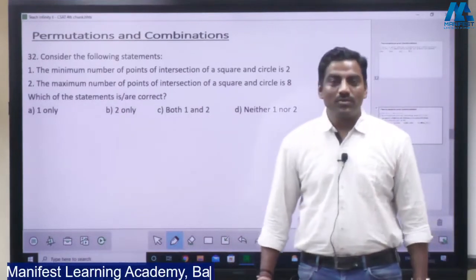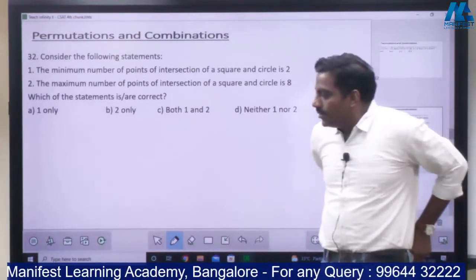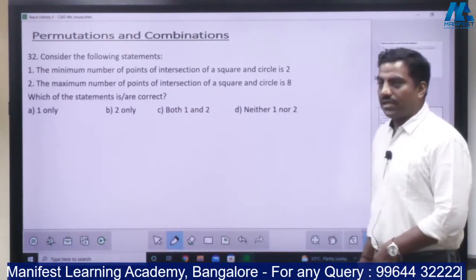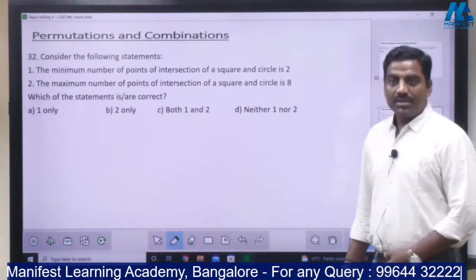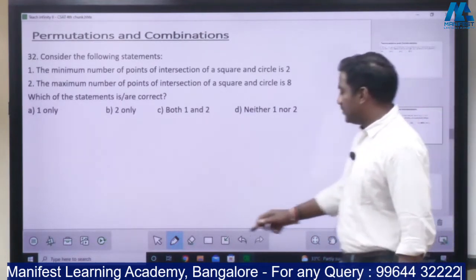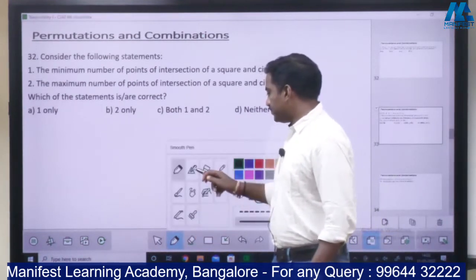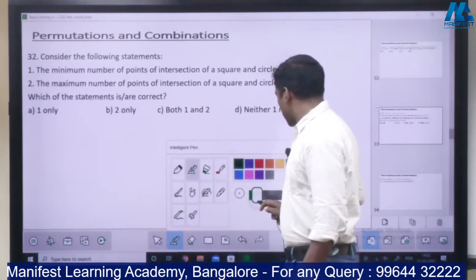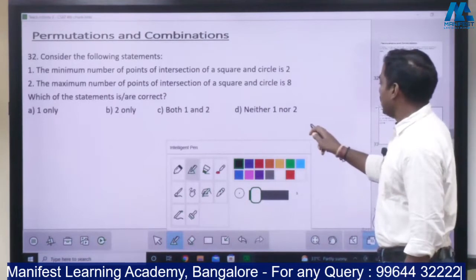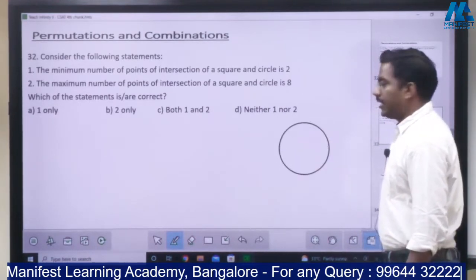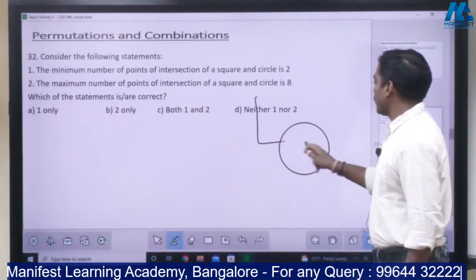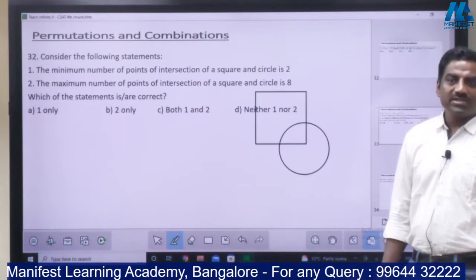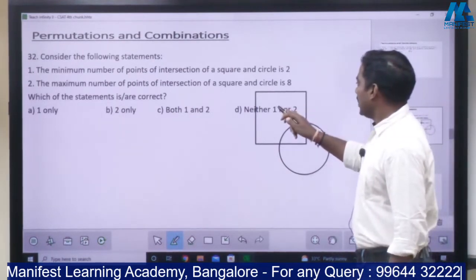So this question I had asked you to do by yourself. The minimum number of points of intersection of a square and a circle is 2. Sorry, minimum number. Say you take a circle and you take a square. I'll take one random square, and I'm trying to intersect them. Okay? I'm trying to intersect them.